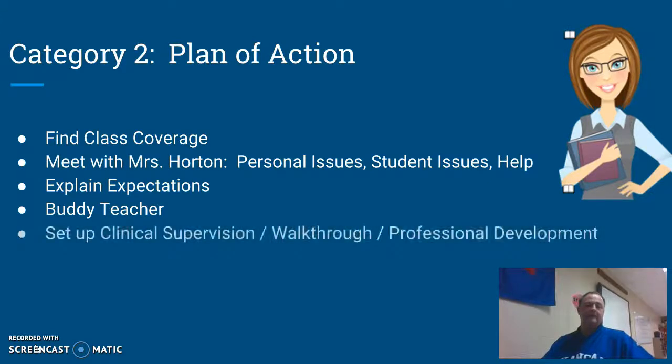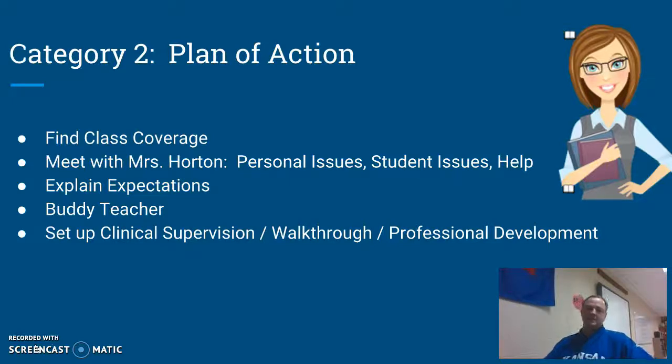Next, I would set up a meeting with me, specifically through clinical supervision, where we talk about things ahead of time. I'll come in and observe, evaluate, then have a post-conference, all the different steps that are involved with it. Even possibly, if it's okay with Mrs. Horton, setting up a walkthrough where I can just come through and look for a few key things, and set up some professional development, specifically focusing on relationship building and dealing with stress.